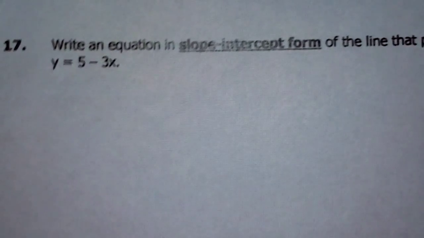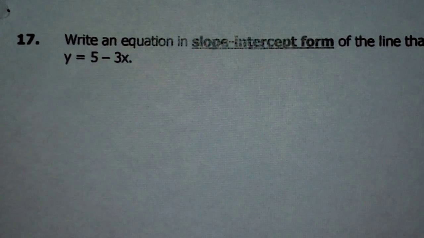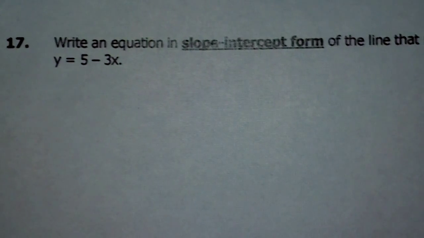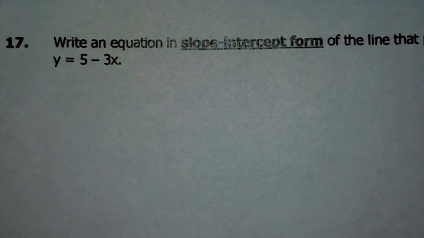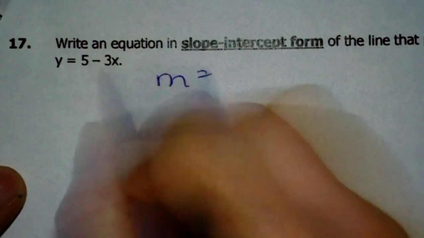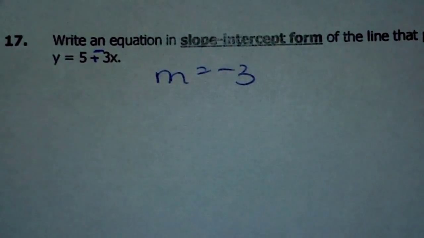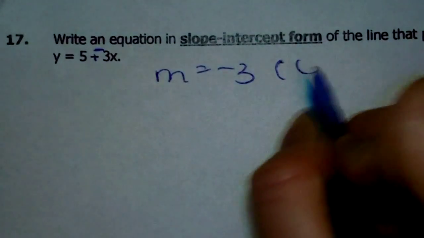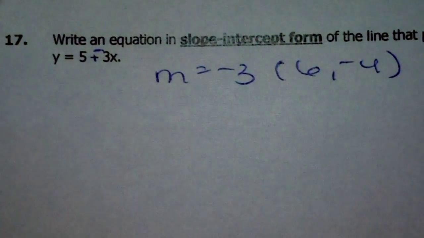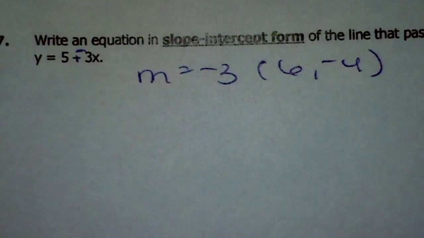For number 17, I ask you to write an equation in slope-intercept form, so that's y equals mx plus b, of a line that passes through 6, negative 4, and is parallel to, and I give you an equation there. So remember that parallel equations have the same exact slope, right? So the m that's given by this equation is -3. Remember, the slope is the coefficient of x. And the ordered pair that I give you is 6, -4. So basically, we're going to take this slope and the point, plug it into point slope, and rearrange it.